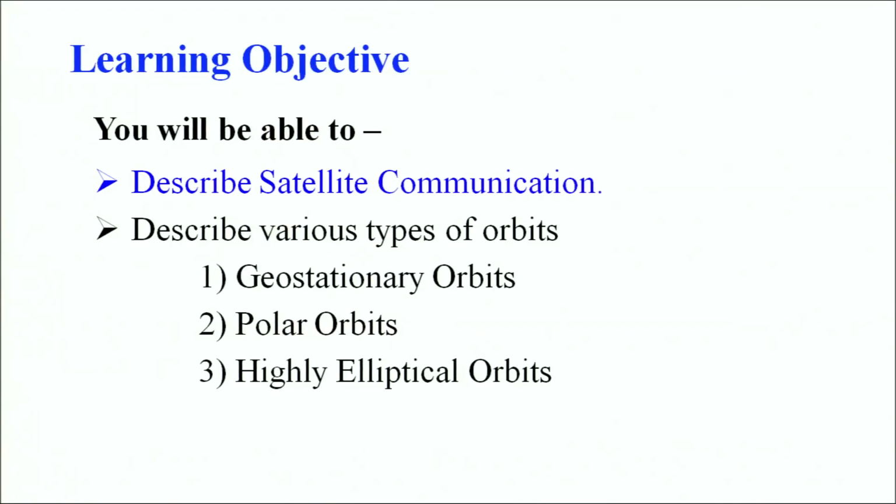In this particular topic, you will be able to describe what satellite communication is and how satellite communication occurs. You will be able to describe various types of orbits which are basically used for satellite communication purposes, and these are geostationary, polar and highly elliptical orbits.